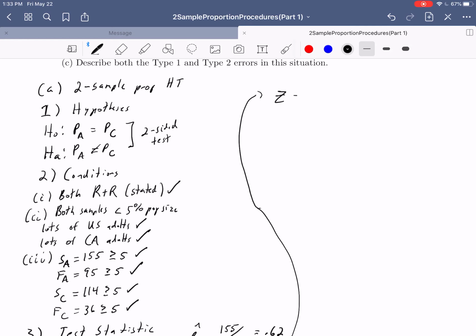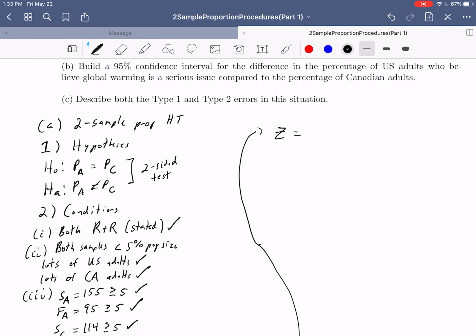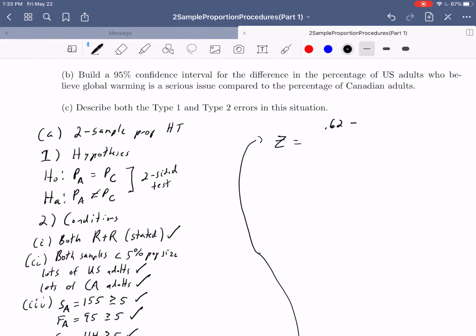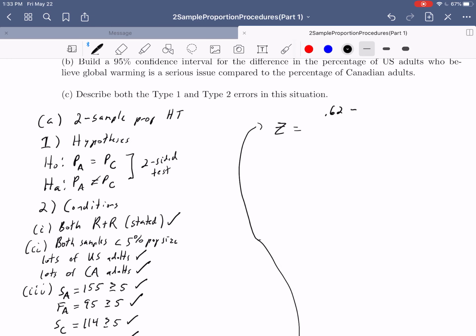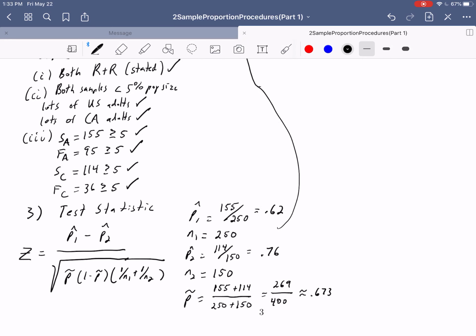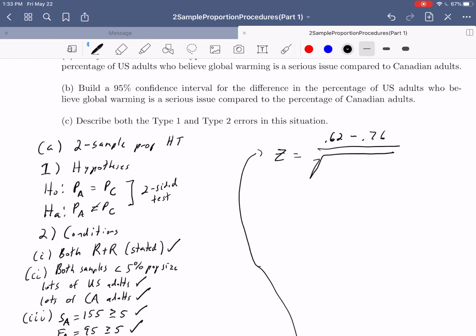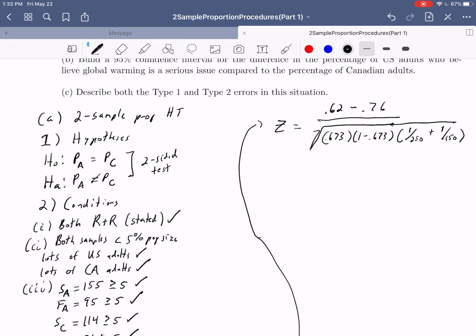So we'll have z equals, our first p hat was 0.62 minus the second p hat, which was 0.76, divided by the square root. We find that p tilde was 0.673, so 0.673 times 1 minus 0.673, times 1 divided by 250 plus 1 divided by 150. Close up the parenthesis and draw that square root a little further there. Okay. Now, as always, we'll do the top and bottom separately.